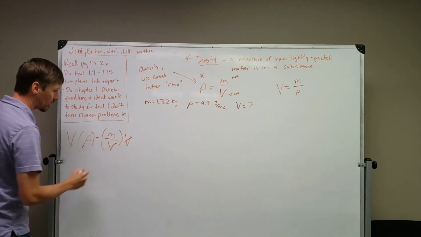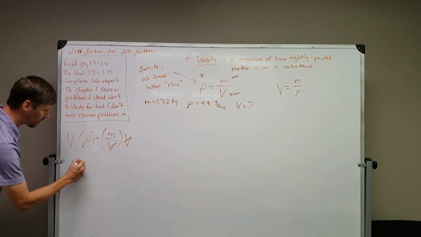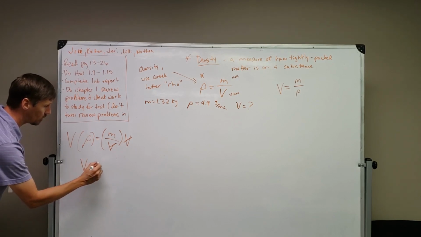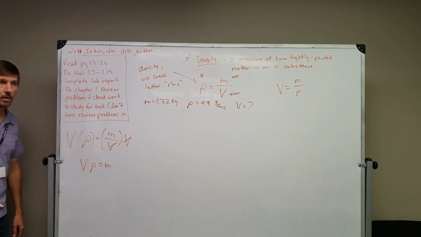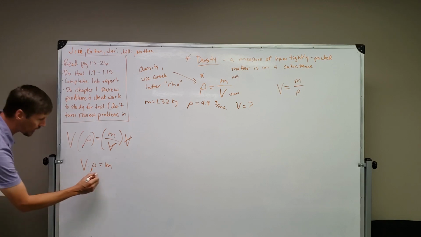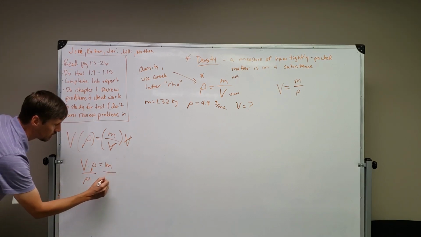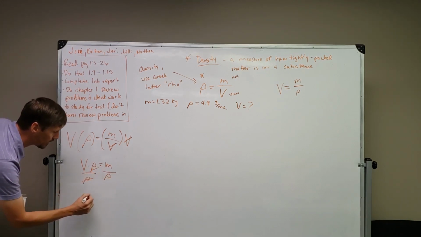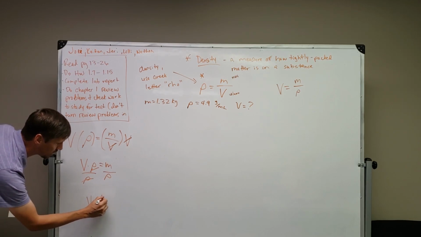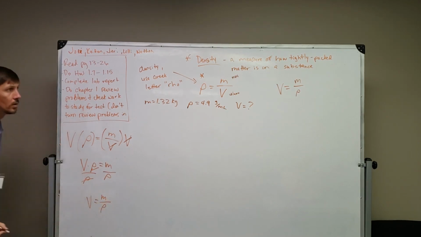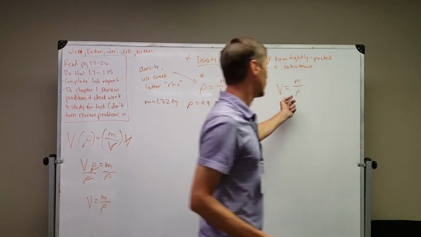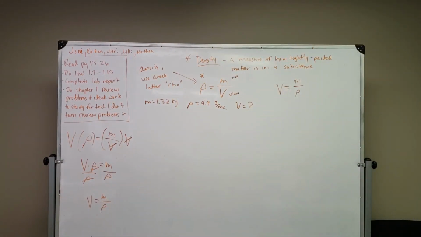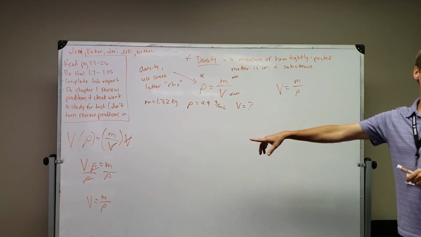This is going to cancel out our V's over here. And so we're left on this side with V times rho equals M. We want to get V all by itself, so we divide both sides by rho. The rho's cancel out over here, so our final equation is V equals M over rho. And that's what we got right here. So make sure that you can rearrange these simple equations like that to solve for a different variable. All right? Any questions about how I got that?